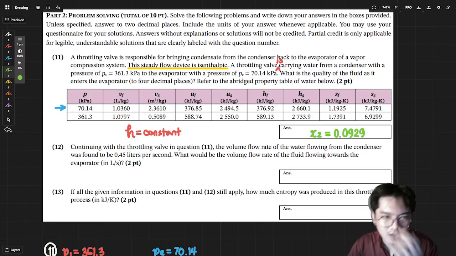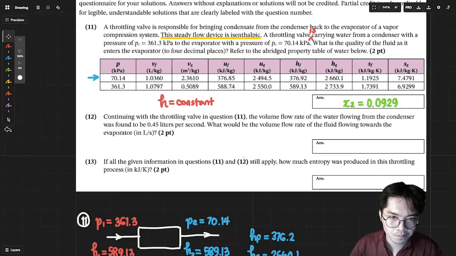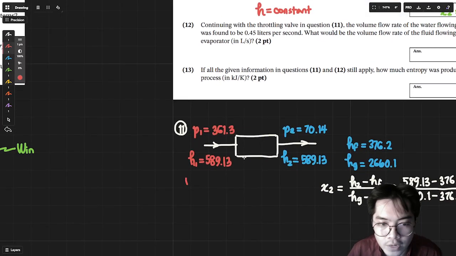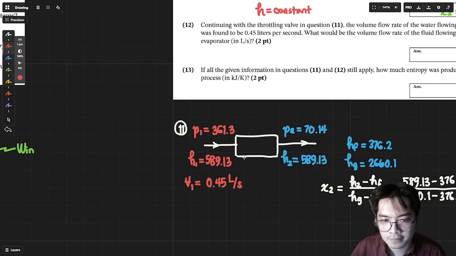The thing that should be conserved between state 1 and state 2 is not volume, but mass, right? So that means we should get the volume flow rate here, which is 0.45 liters per second, right?